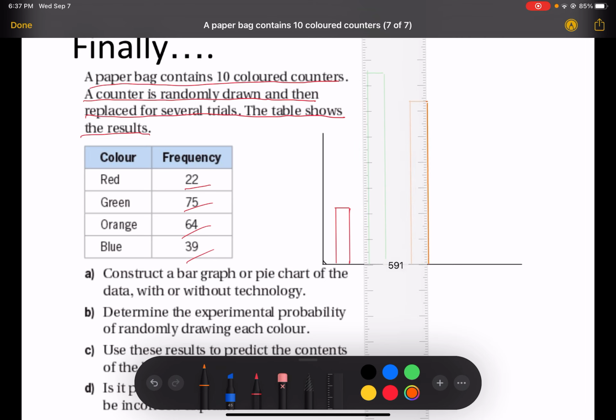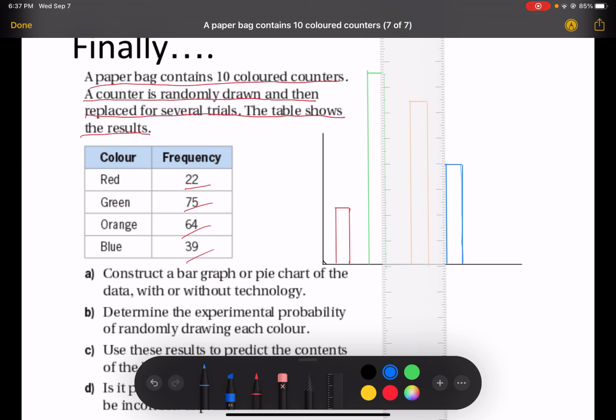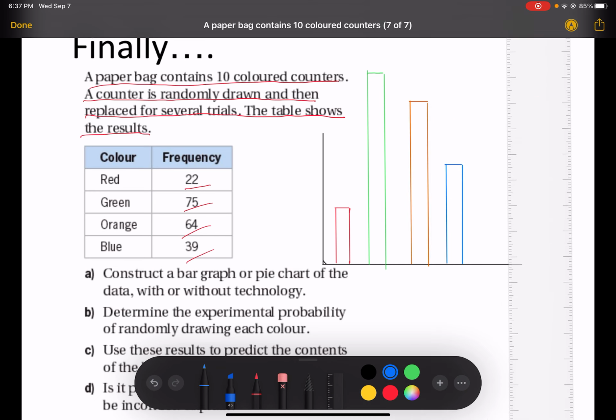All right, that's a bar graph. Now, if I'm doing a pie chart, I'm going to have to find out what's 22 plus 75 plus 64 plus 39. I'll just use Siri really quick. So that's all out of 200. So n of t is equal to 200.